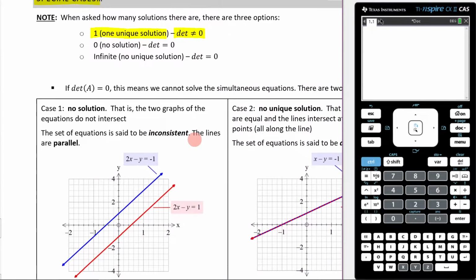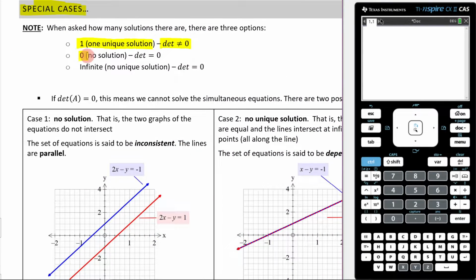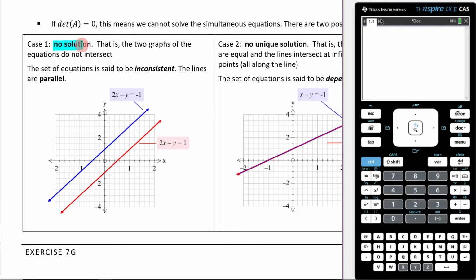Let's keep on going. The next one is 0 solution. So that is no solution. And that's when the determinant is equal to 0. Okay, what is that? Let me do some color coding here. All right, so what is this situation right here? Well, let's come here and look at it. So no solution. That is the two graphs of the equations do not intersect. The set of equations is said to be inconsistent.